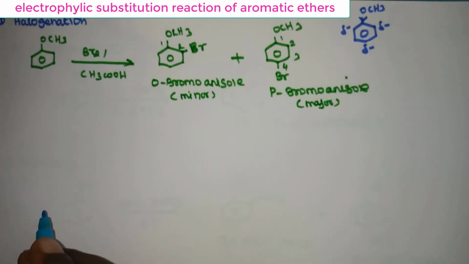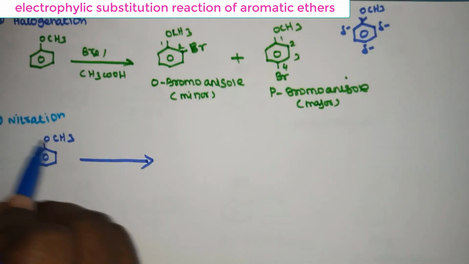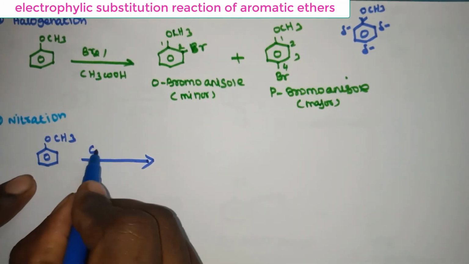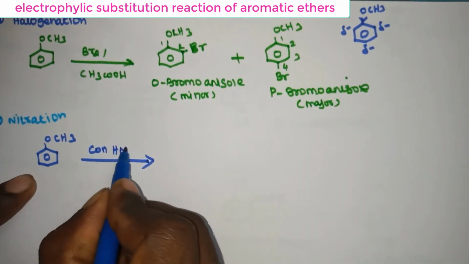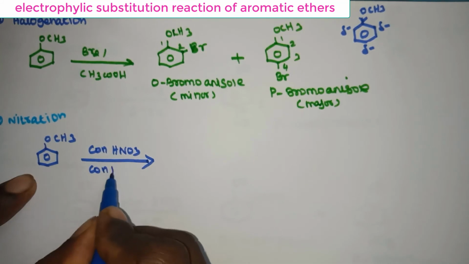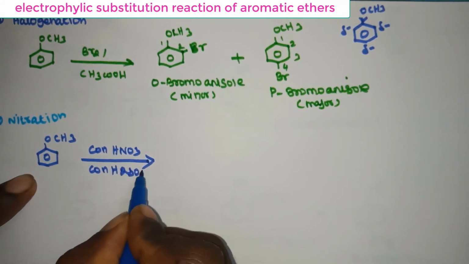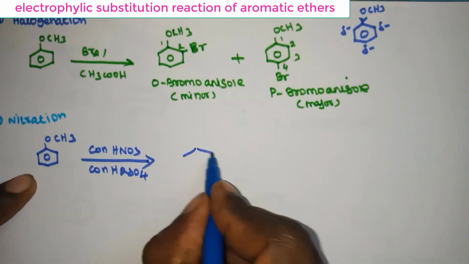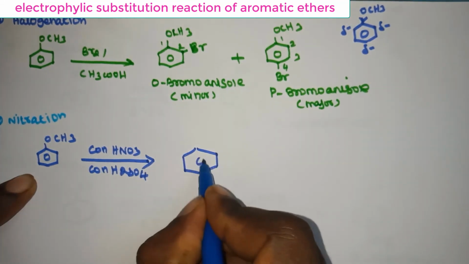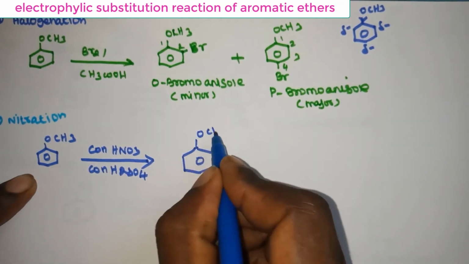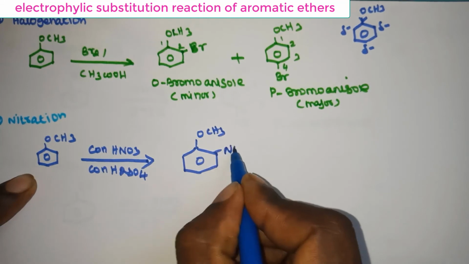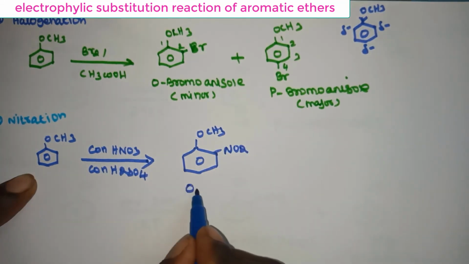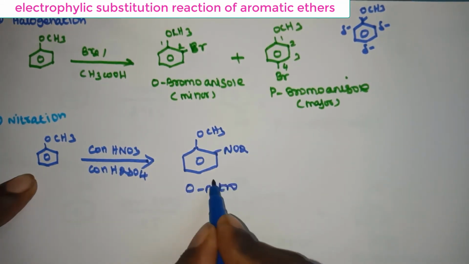Next one is a nitration reaction. When anisole reacts with a nitrating agent like conc. HNO3 and conc. H2SO4, it forms ortho-nitroanisole and para-nitroanisole. This is ortho-nitroanisole. This is anisole. At the ortho position, a nitro group is present. So the name of this compound is ortho-nitroanisole.